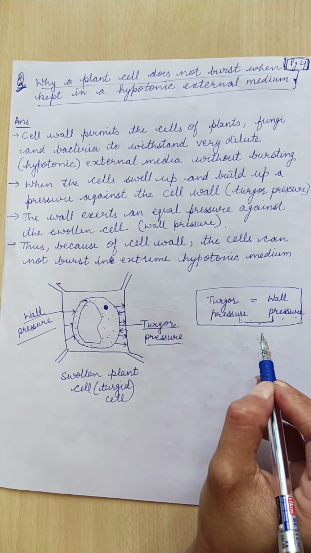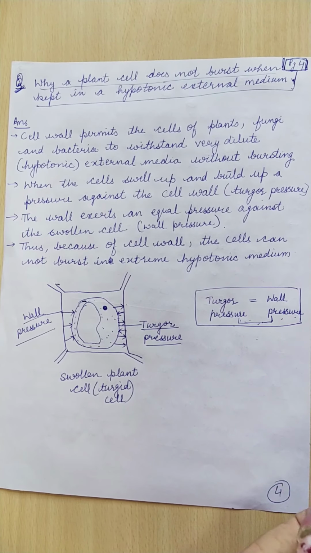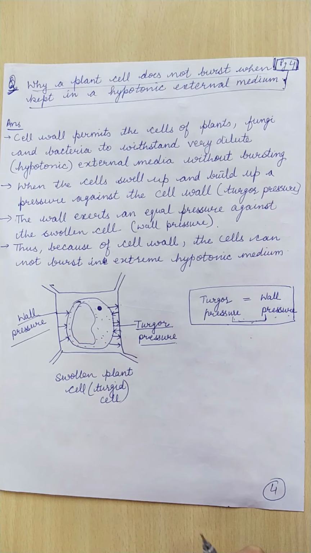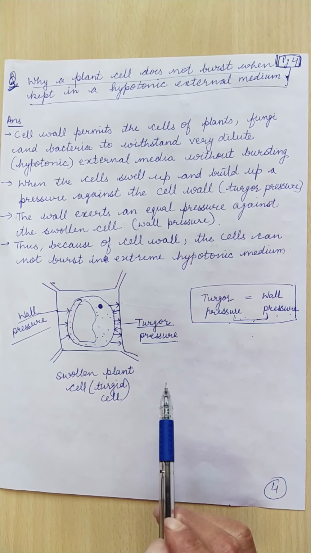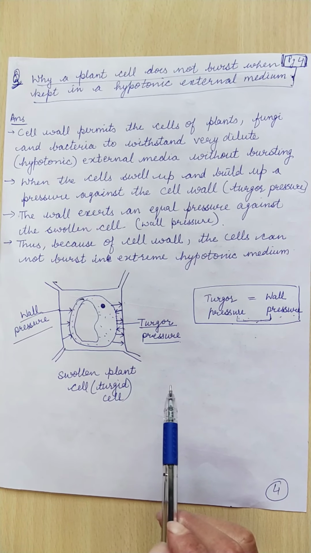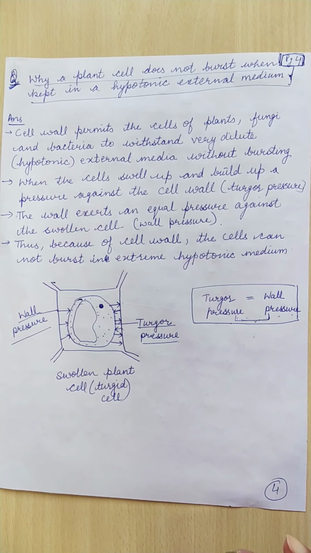In a plant cell there are fewer chances of bursting, because plants have to face more diverse environmental conditions, extreme conditions, as compared to animal cells. In animal cells, since there is no cell wall, there are always chances that the cell may burst in extreme hypotonic mediums. So this is all for today.